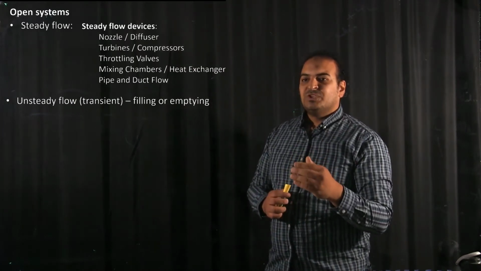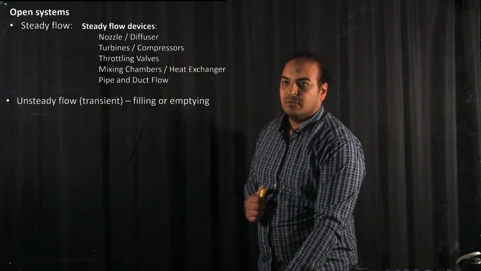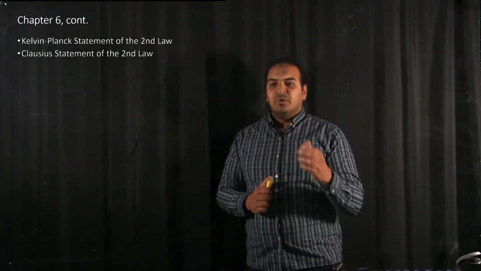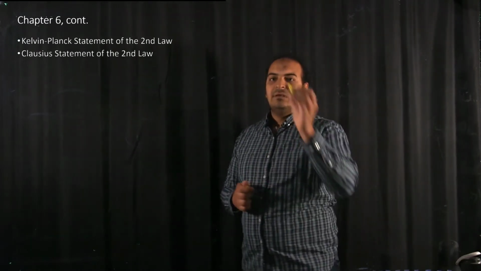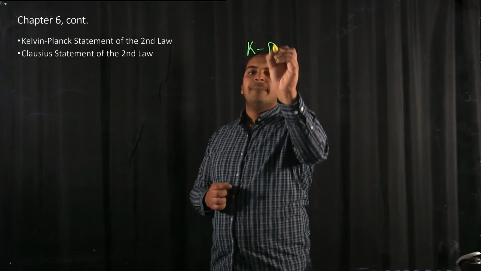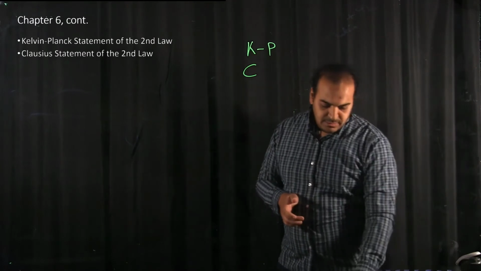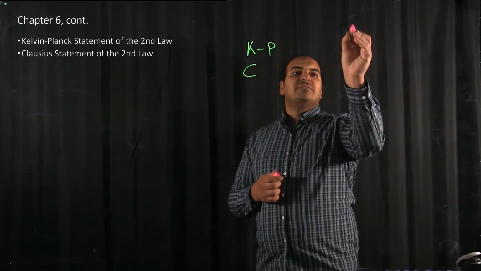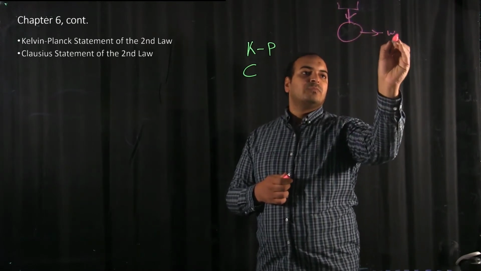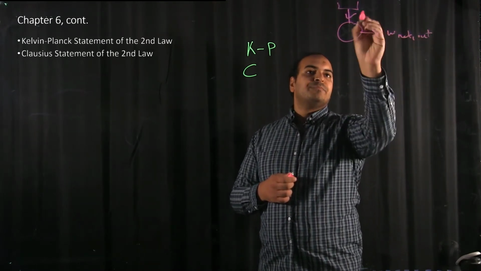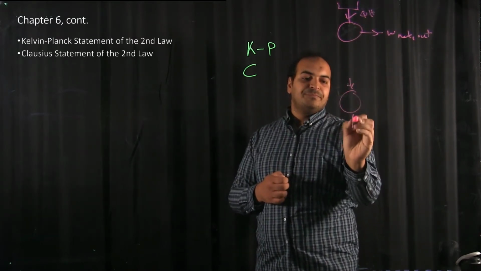In the second part, we give two statements for the second law of thermodynamics. Kelvin-Planck, let's say KP, and we have the Clausius statement. Kelvin-Planck said it's impossible to have this device. Clausius said you cannot have this device.